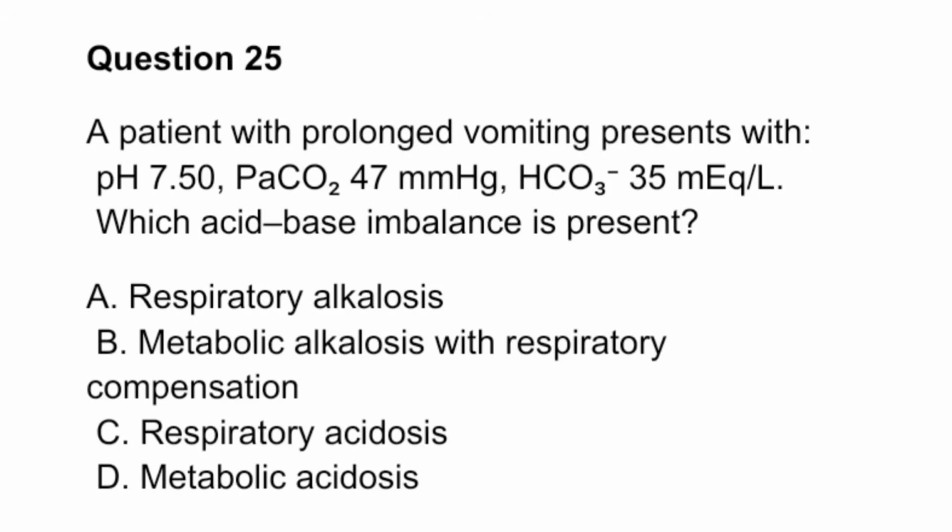Question 25. A patient with prolonged vomiting presents with pH 7.50, PaCO2 47 mmHg, HCO3- 35 milliequivalents per liter. Which acid-base imbalance is present? A. Respiratory alkalosis. B. Metabolic alkalosis with respiratory compensation. C. Respiratory acidosis. D. Metabolic acidosis.